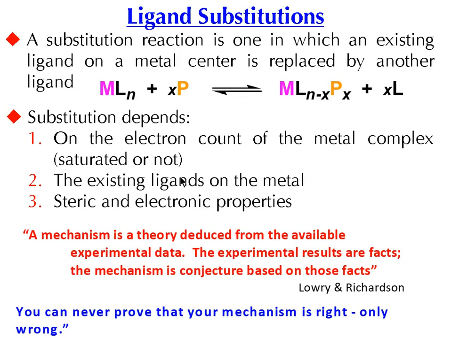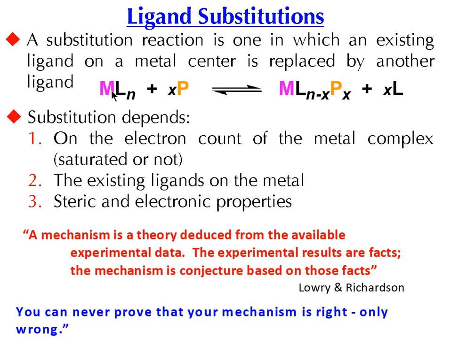Ligand substitution. A substitution reaction is one in which an existing ligand on a metal center is replaced by another ligand. For example, MLn plus P gives MLn-1P plus L. So in this reaction, the ligand L is replaced by the ligand P. This is only possible if the bond MP is more stable than the bond ML.